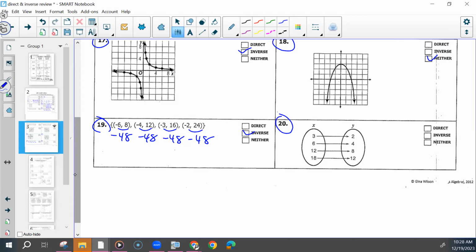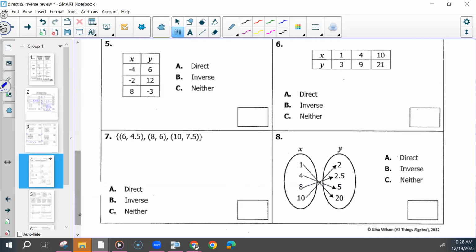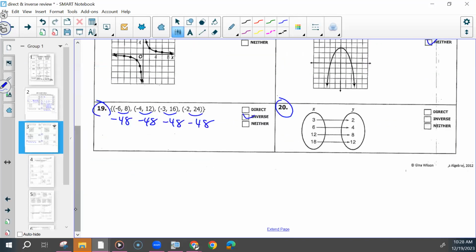Usually we will have covered mapping, but we haven't, so I'm just going to tell you how to read this. Each arrow is telling you what X goes with what Y. So this is 3 goes with 2, 6 goes with 4, 12 goes with 8, 18 goes with 12. But on the next page, there's one where it's crossing, but it's still doing the same thing. You can see 1 goes with 20, X goes with 20. So with these, we're going to do the same thing. Do we think this is direct or inverse?